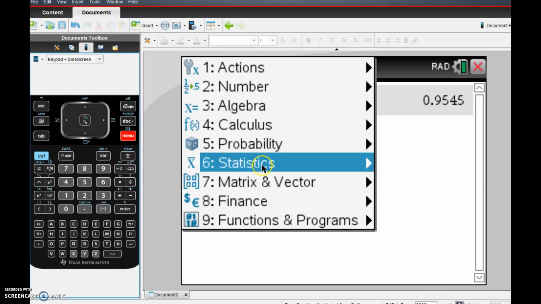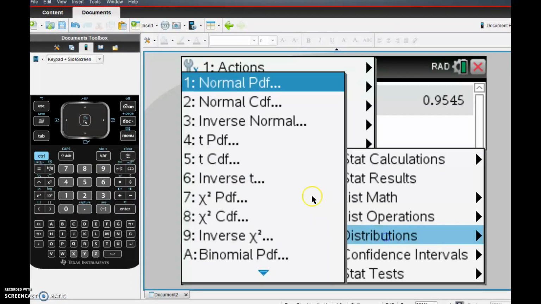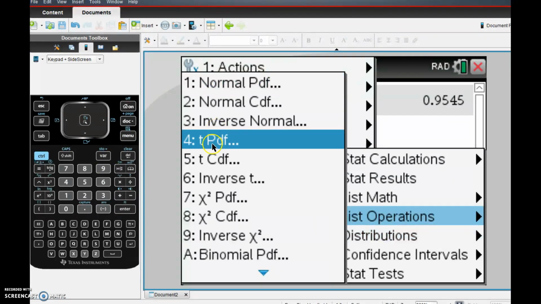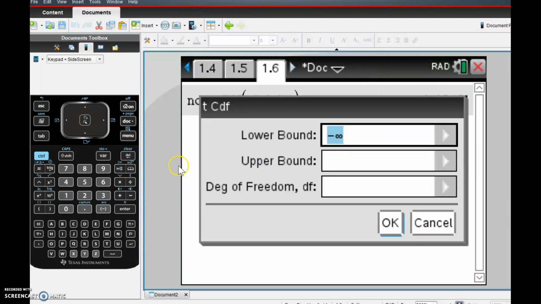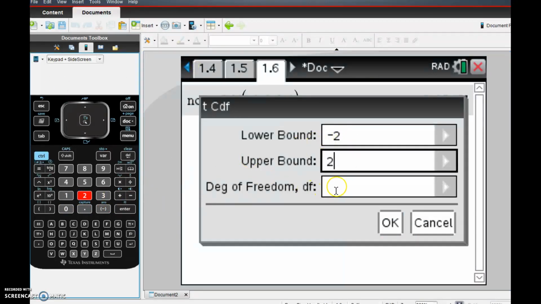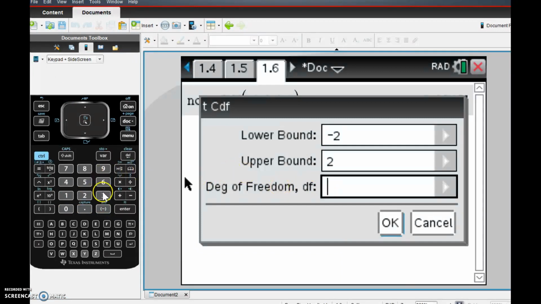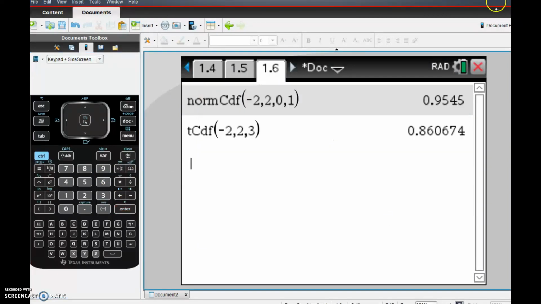And here's the thing: if you know how to use the normal functions, you can use the t. They're all the exact same function. So this would be the t-CDF, -2 and 2. Only with the t-curve, you always have to put in the degrees of freedom because each curve is different with different degrees of freedom. This is 3. 86.1.